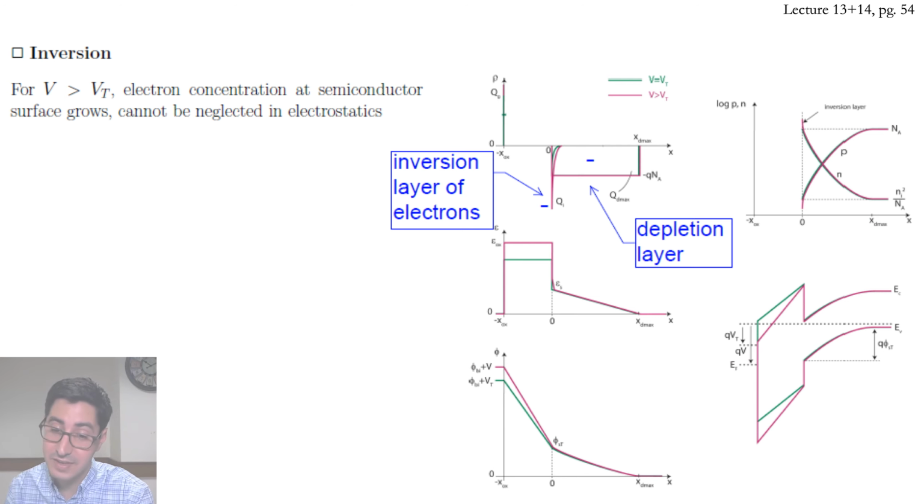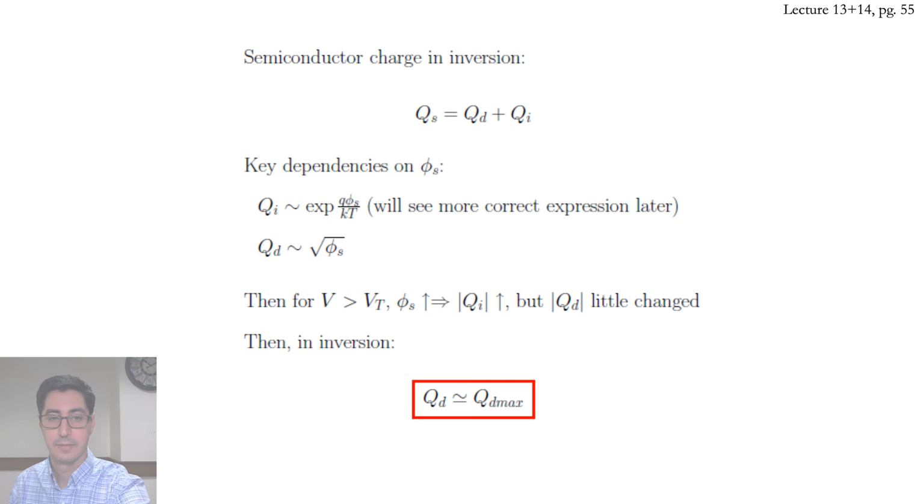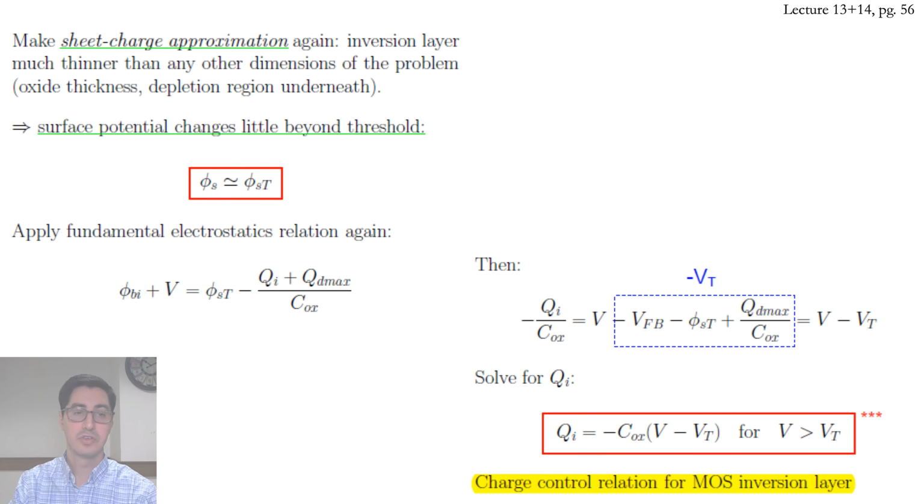Why is that? Once again, a 60 millivolt change in the surface potential of the semiconductor in inversion is going to change my electron charge by a factor of 10. So it has a very big impact. I only need a very small change in my surface potential to give me a lot of charge. So just to simplify our equations, we're going to make this approximation. And don't overthink it.